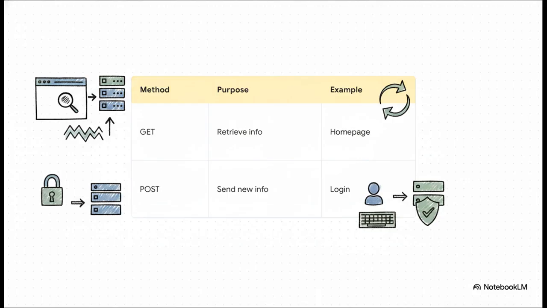Now, when your browser does start talking, it uses very specific methods. And the two absolute most important ones are GET and POST. A GET request is used when you just want to retrieve information. So, for example, simply loading up a website's homepage. You're basically asking the server, hey, give me this web page content.